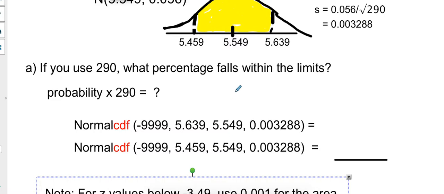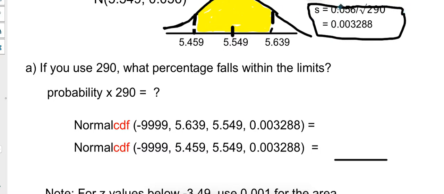The second part of the question is asking if you put in 290 coins, what percentage of them are going to fall within the limits? So this time we're not talking about individual coins, we're talking about the mean of all those coins. So in cases like that, you're going to use the central limit theorem to approximate the standard deviation. And the standard deviation here is going to be the standard deviation of the individual divided by the square root of 290, and you'll get this number 0.00328.